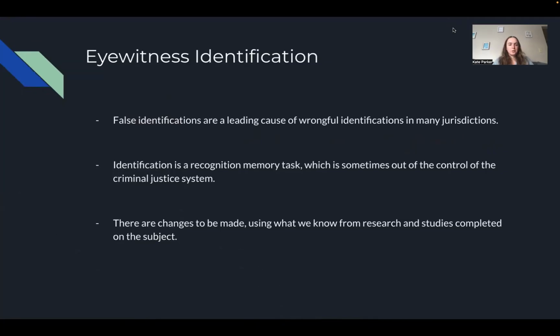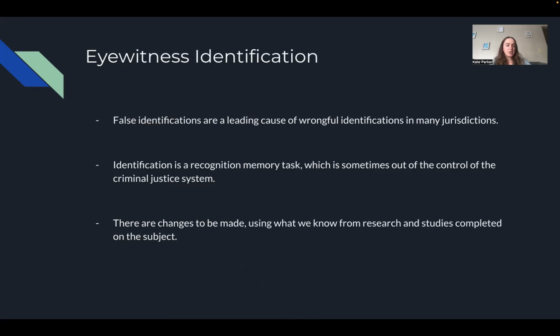For my topic, I chose to focus on eyewitness identification. The class textbook states that false identifications can be a leading cause of wrongful identifications in a lot of jurisdictions. This results in many innocent people going to jail and serving time for crimes that they did not commit, as we saw in the case of Ronald Cotton.